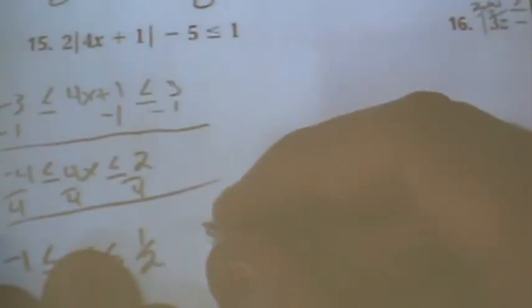How would you write that in interval notation? Bracket -1, comma, half, bracket. Yep, it's in between. Good. Don't you do that in the number line? No.